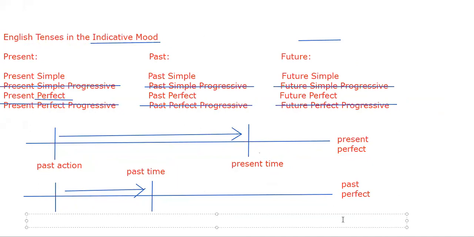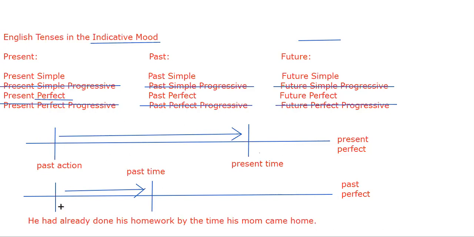Okay, so, he had already done his homework by the time his mom came home. So here we have a past perfect action, which is had already done. And to conjugate the past perfect, it's the same. It's not really hard to figure out. Instead of have and has, you just have had, which is the past tense. And then you just have the second verb, which in this case is done. So that's how you conjugate the past perfect. It's just had plus the second verb.